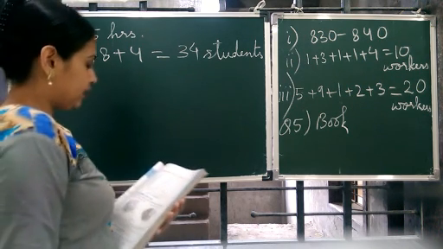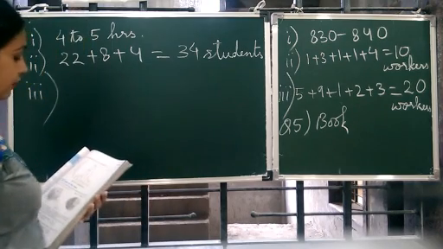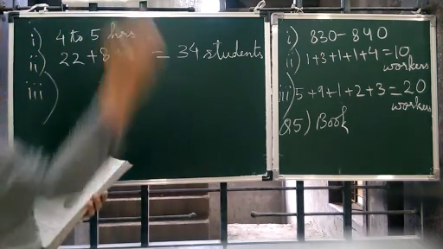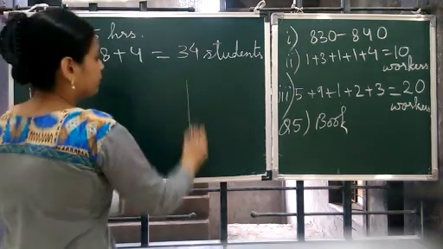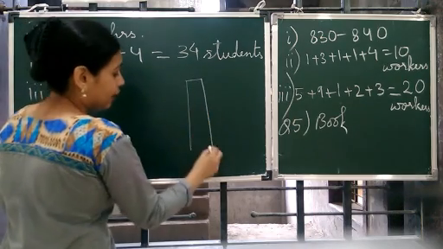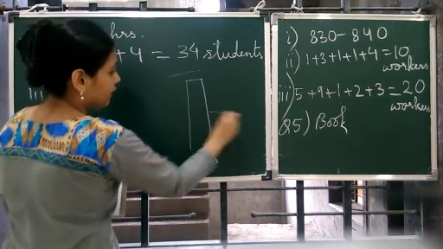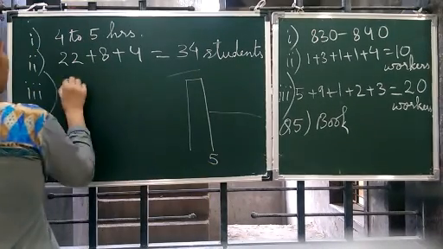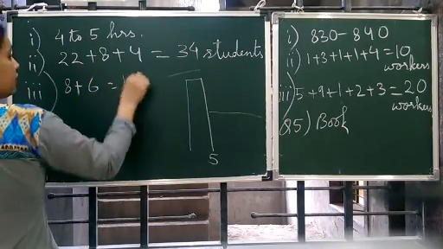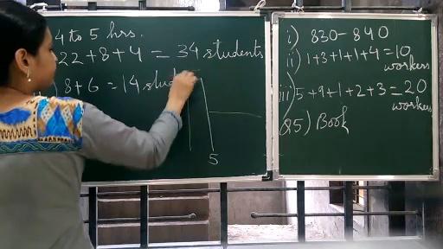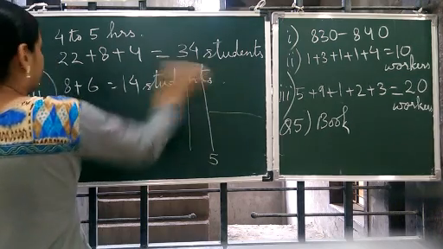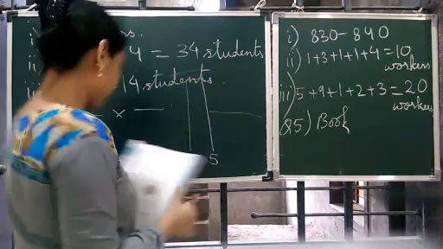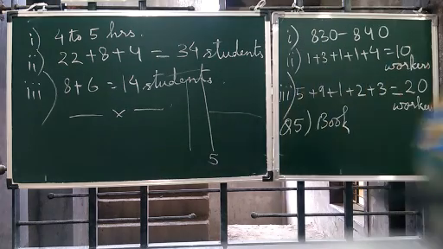Now, how many students spent more than 5 hours watching TV? So again, the bar on the fifth one, we will leave it and count the rest. So that is 8 and 6. 8 plus 6 gives us 14. Okay. So this completes exercise 5.1.